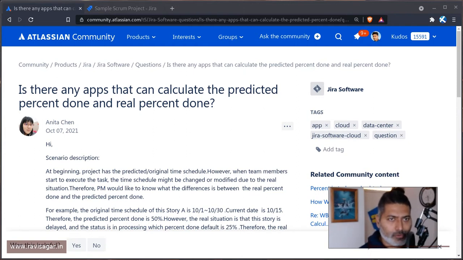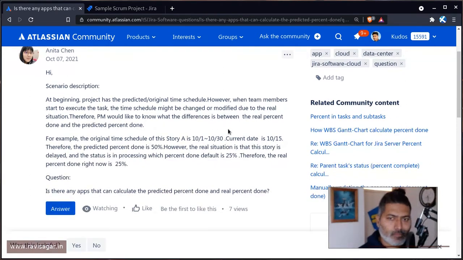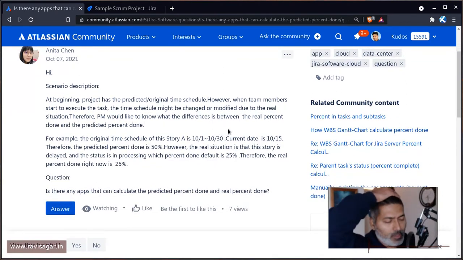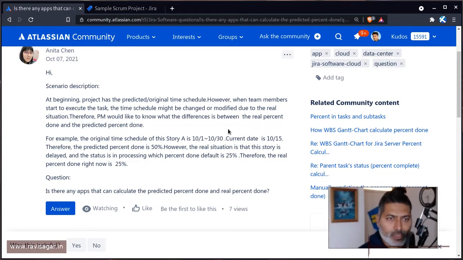So today I wanted to talk about this question from Anita Shen. The question is: is there any app that can calculate the predicted percentage done and real percentage done? This question is all about how we can measure progress and how we can also do some kind of forecasting to understand where we are in, let us say, our sprint or maybe in our plan.